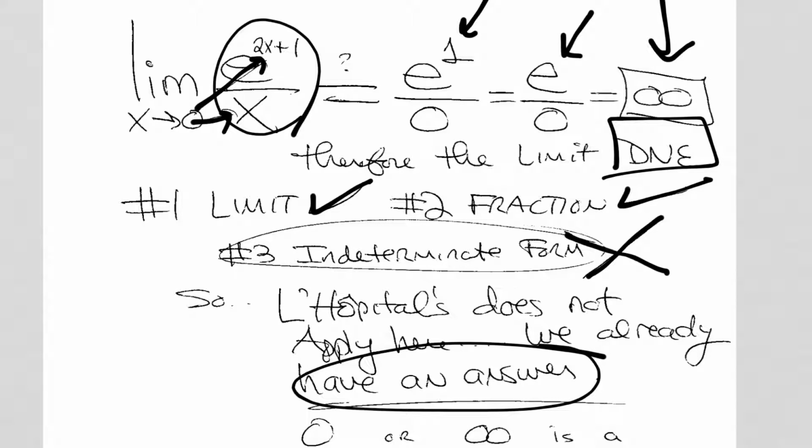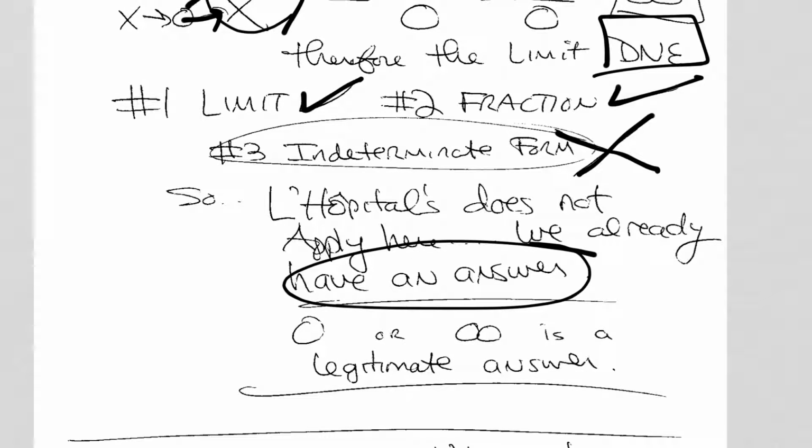So the only time you dig deeper is when you have the indeterminate form. And the indeterminate form is 0 over 0, infinity over infinity, 1 to the infinity power, 0 times infinity, and 0 to the 0 power. Those are all indeterminate. Oh, one more. Infinity minus infinity is also indeterminate. 0 or infinity itself is a legitimate answer, and you can simply go with that. That is your answer. Okay.